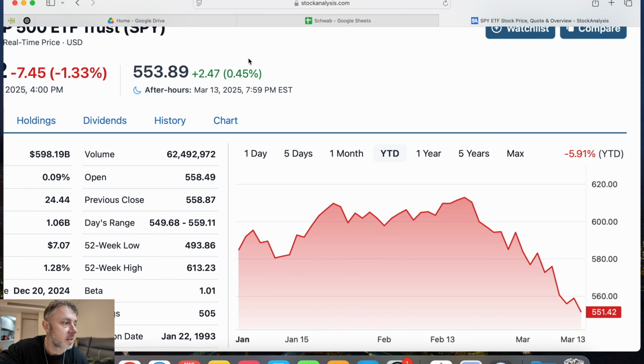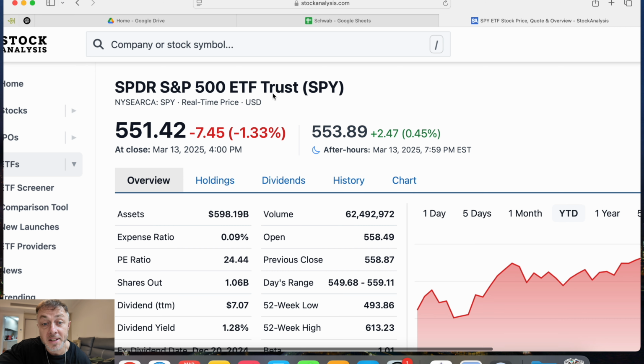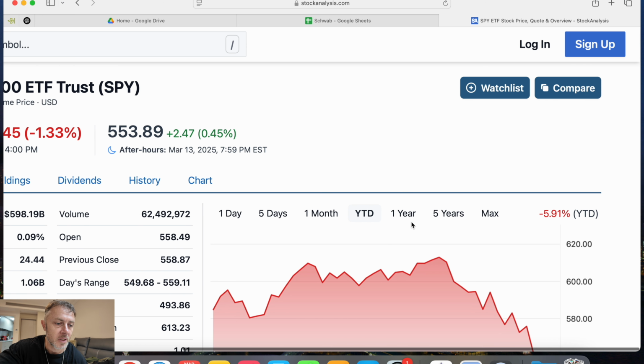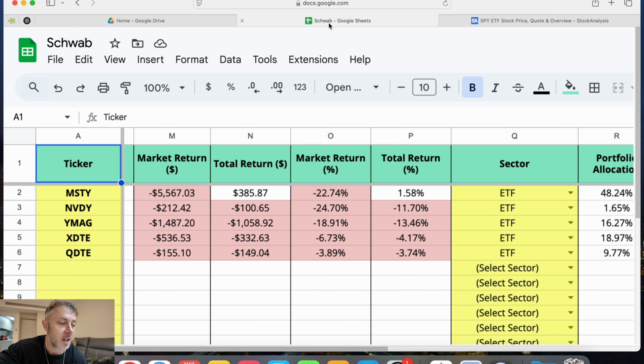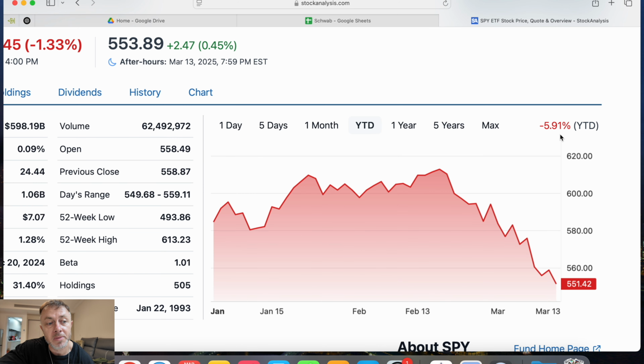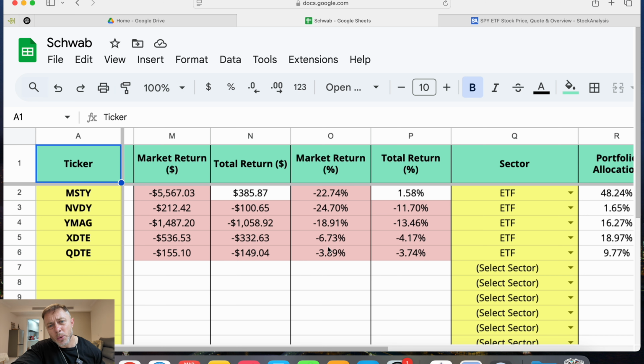If you look over here, this is the SPY, the S&P 500, which is what XDTE trades, right? And if you look here, this is a year-to-date chart. So year-to-date, this is down 5.91%, right? So 6%. We'll just call it 6%. And over here in my portfolio, I'm down 4%. That's total return. But if you look at the market return, if I took all the dividends out, I would be down 6.73%, which is slightly more than this 5.9, but it's not bad, right? So 6%, and this one's 6.7. So 0.75% lower than what the market is. So this is pretty good.